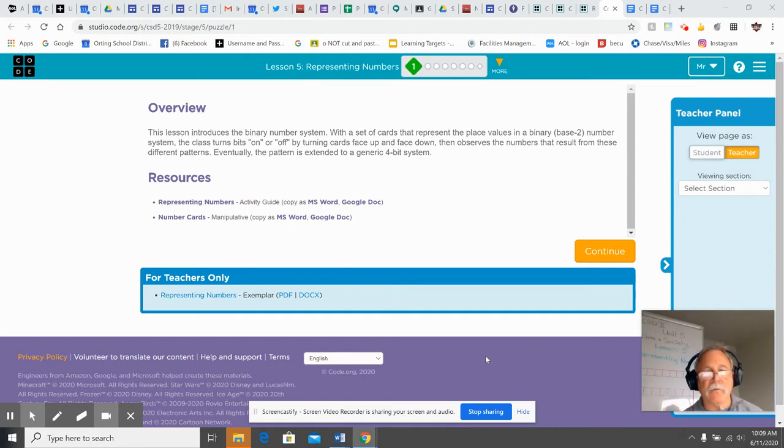So let's look at the overview first. While I'm reading you the overview, go ahead and pull up the activity guide, because we'll be doing the activity guide first. The activity guide is on a separate page, so go ahead and pull it up from your classroom. That's the activity guide for Unit 5, Lesson 5.